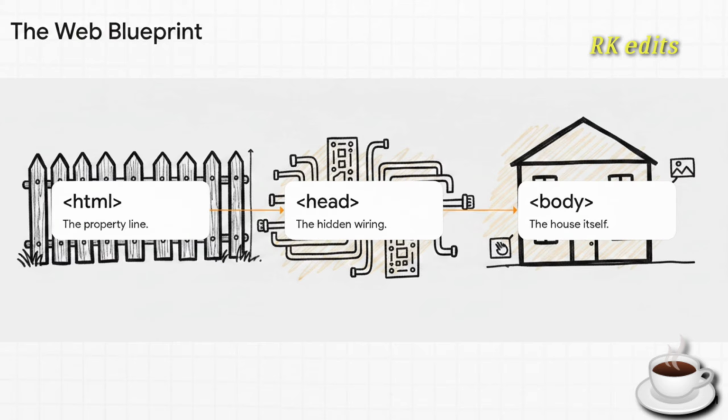And finally, step 3, we have the body tag. This is the house itself. Everything we actually look at, read, or click on when visiting a website lives completely inside the body tag. Seriously, if it's not in the body, it's not on the screen.